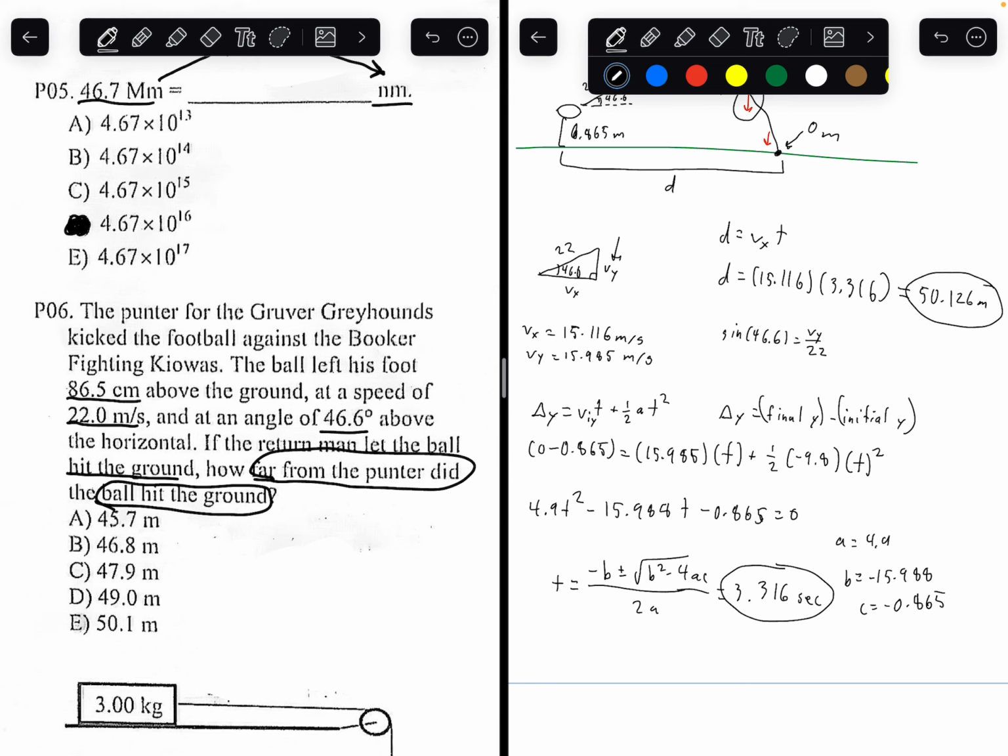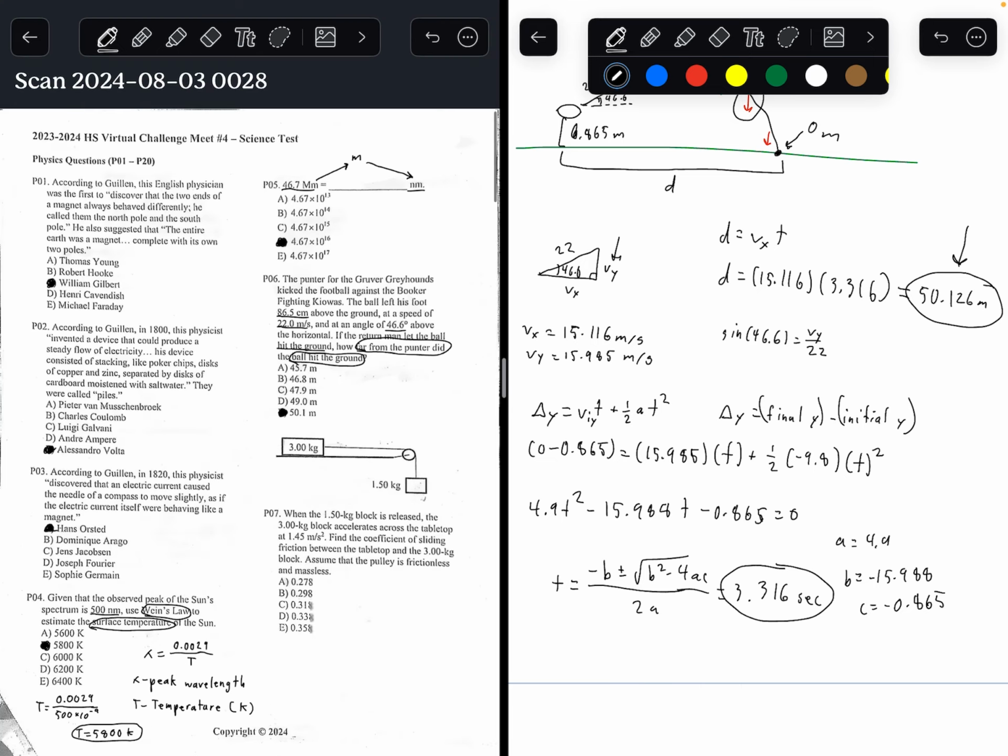So the answer to the question at the very end is going to be this: 50.126, which rounds closest to 50.1. So the answer to number 6 is going to be E.